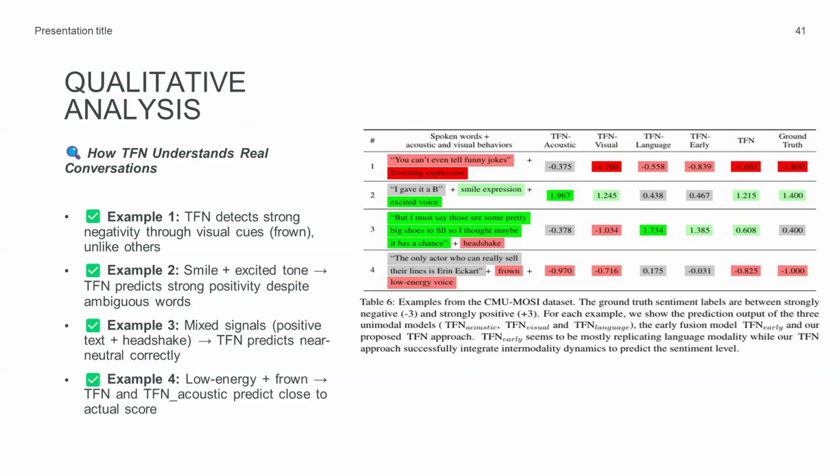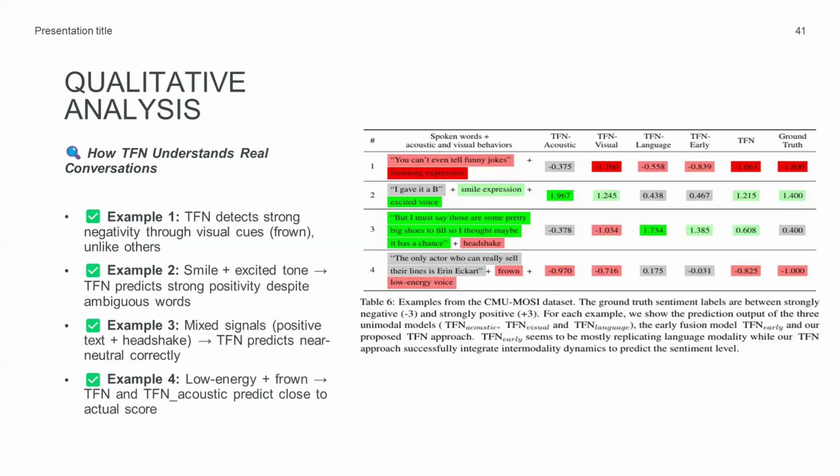I give it a B plus, with a smile expression plus an excited voice. This is example 2. Here TFN correctly predicts this strong positive statement. Even though the sentence is short and vague, the combination of smile plus tone made the difference.